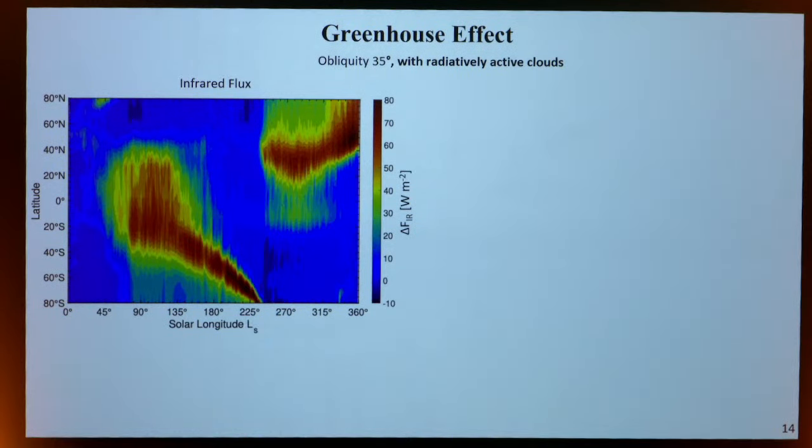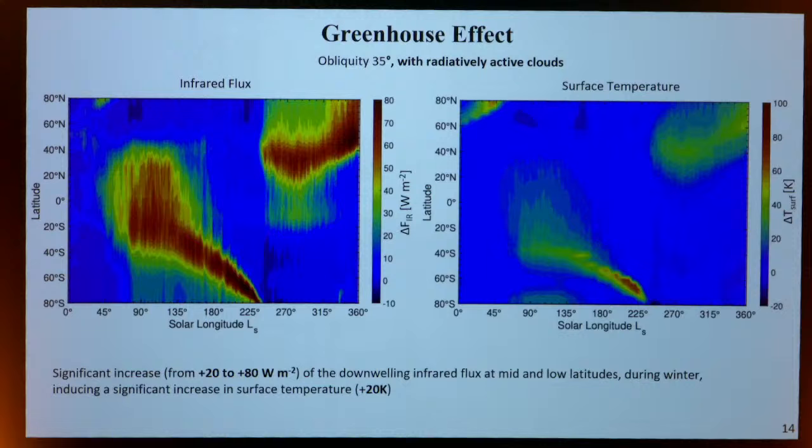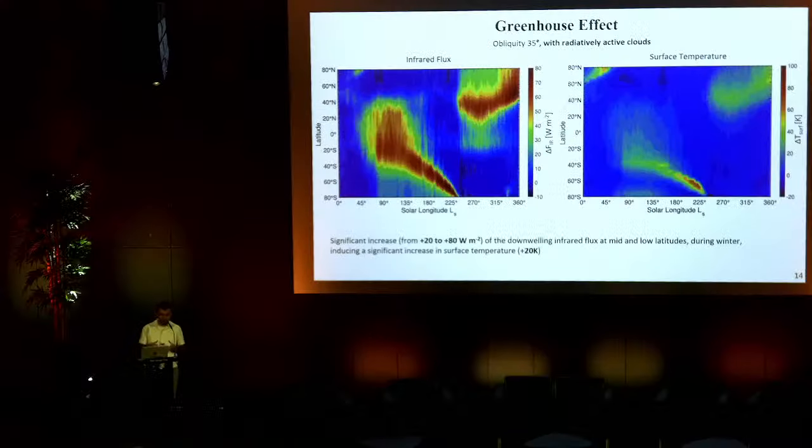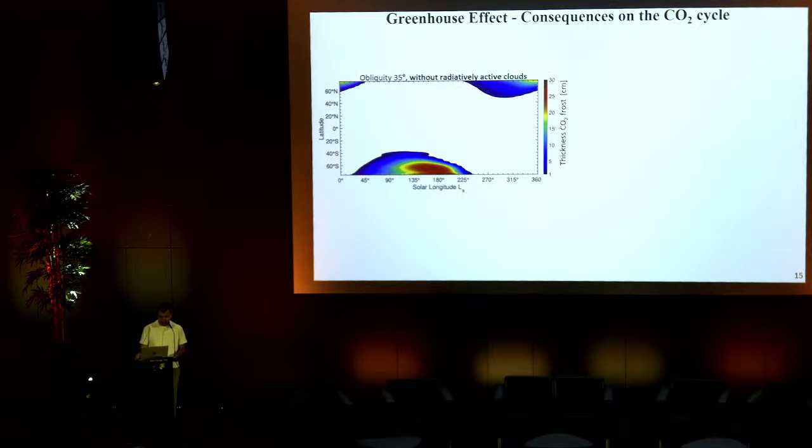And if we look now at the response of the surface, what is the impact on the surface temperatures, then we have the warming of the surface by nearly 20 to 30 Kelvin around the cap, but also at mid and low latitude. And therefore, this will trigger a response also on the formation of seasonal CO2 ice. So for instance, here you have a plot showing you the extent of a CO2 ice cap in a simulation without radiatively active cloud using present-day eccentricity but an obliquity of 35. So you can see the formation of a CO2 ice cap and the formation of a northern cap, sorry.